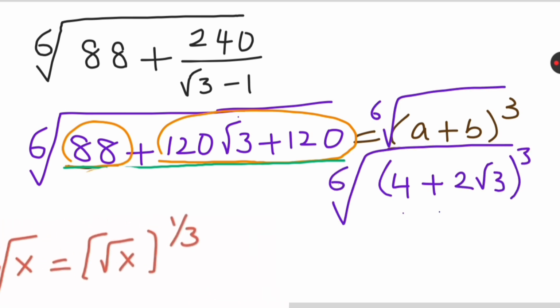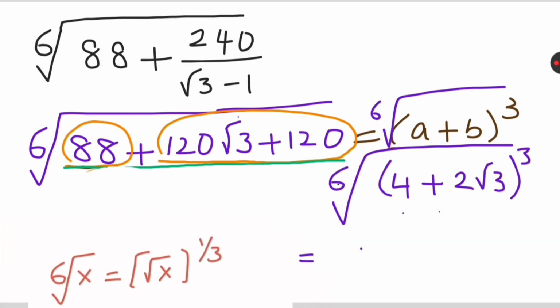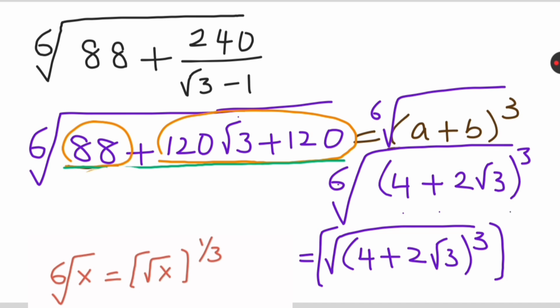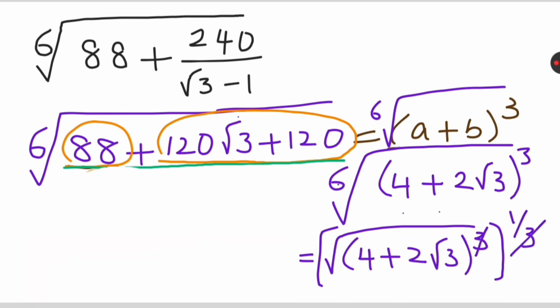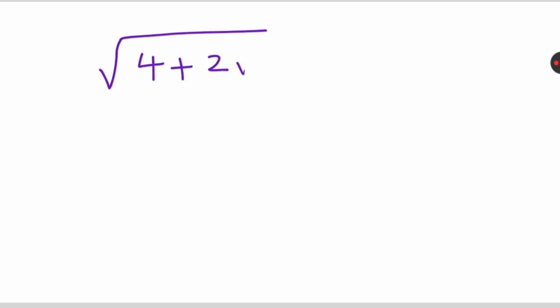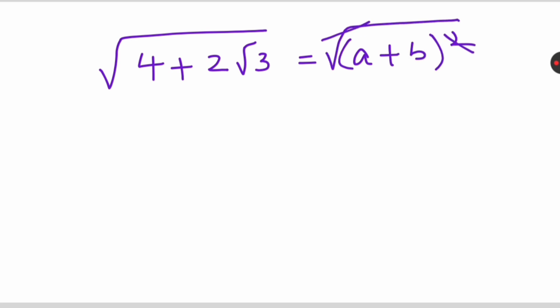We have 6th root. This 6th root, write it as square root of 4 plus 2 root 3 whole cube whole raised to the power of 1 over 3. Here 3 and here 3 gets cancelled. So we left only square root of 4 plus 2 root 3. So now this one we need to convert in terms of a plus b whole square. Then only we can easily get rid of this square root. So that's why I'm converting in terms of a plus b whole square form.